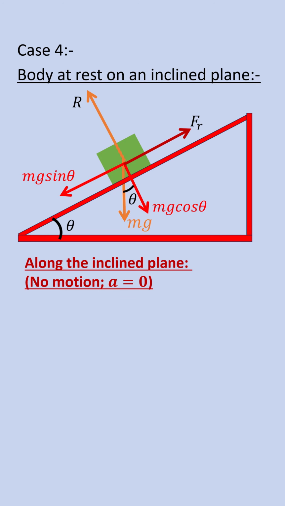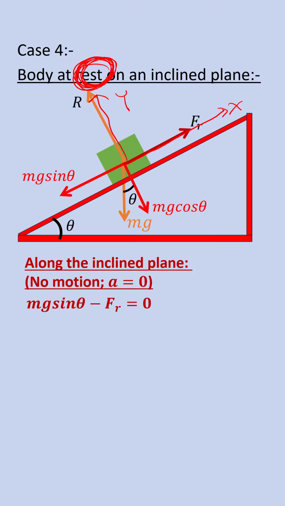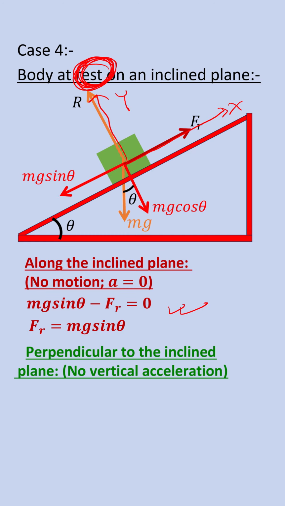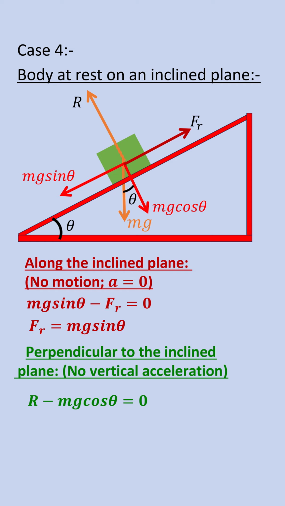Now along the inclined plane, let's say this is the x-axis and this is the y-axis. Along the inclined plane, the body is at rest. That's why there is no motion. mg sin theta minus Fr equals 0, so Fr equals mg sin theta. Along the y-axis, R equals mg cos theta. This R and this mg cos theta are equal. Since the body is in equilibrium, R minus mg cos theta equals 0. Simply R equals mg cos theta.